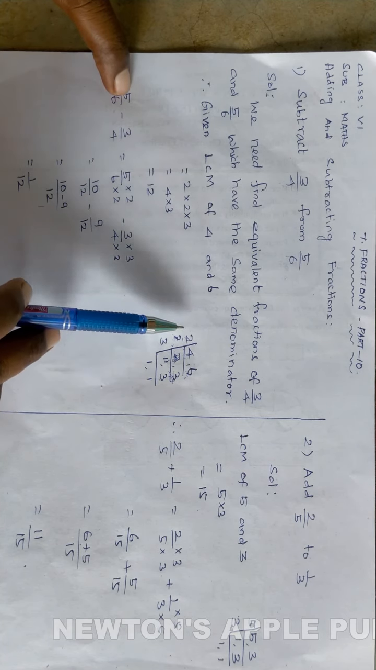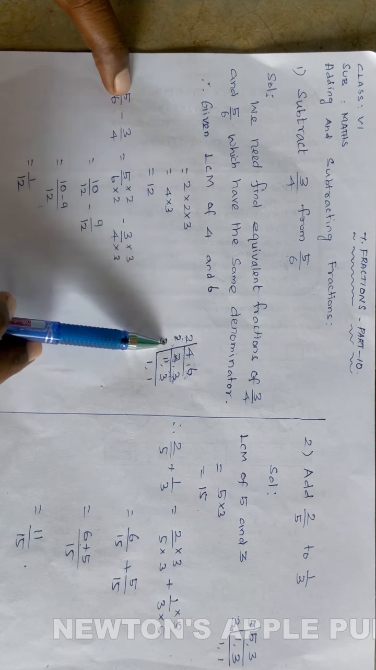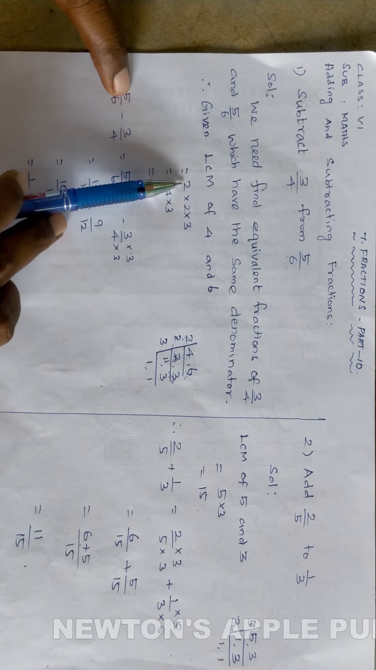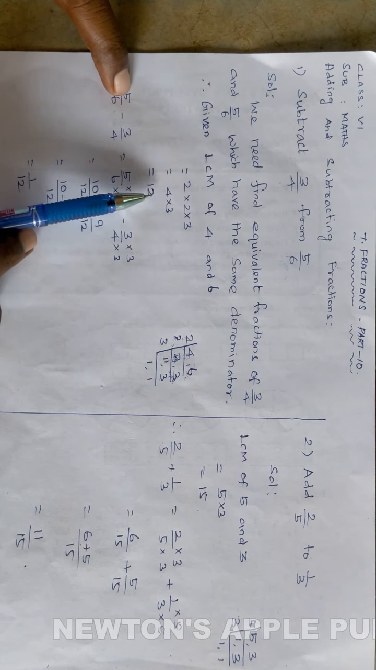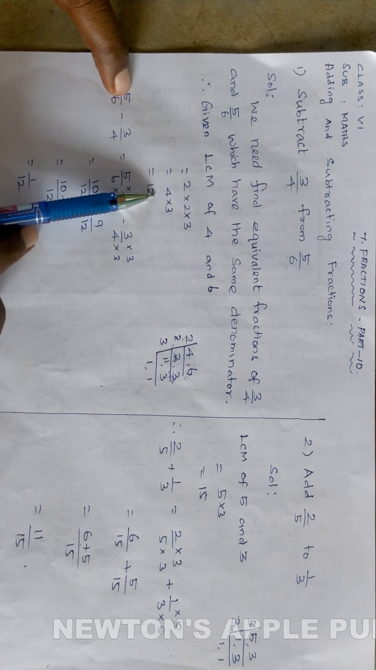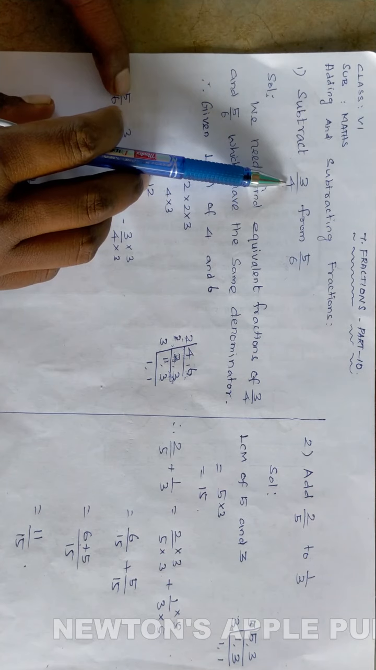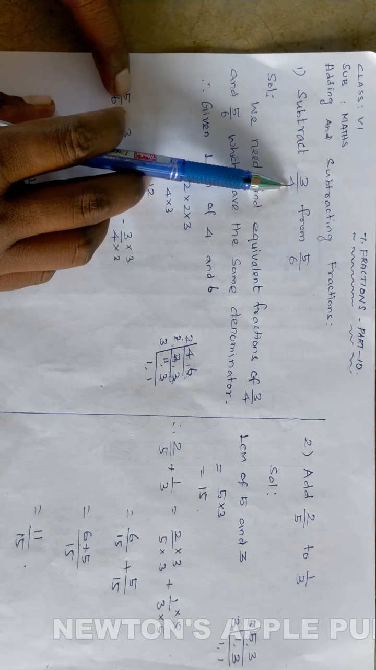Now multiply 2 into 2 into 3. These three numbers are prime numbers. 2 2's are 4, 4 3's are 12. So the LCM is 12. It means here, denominator 4. So, which number multiplied by 4 gives 12?